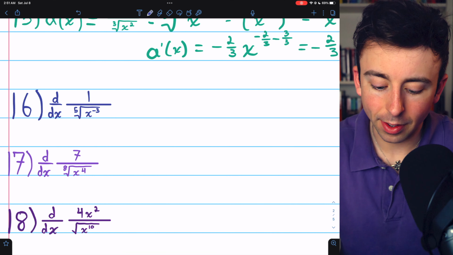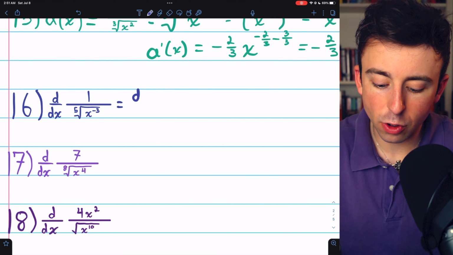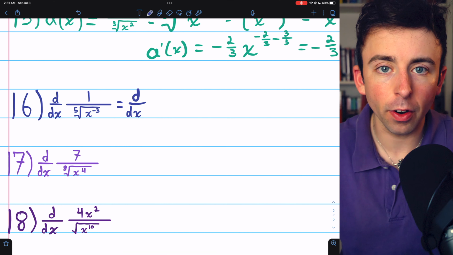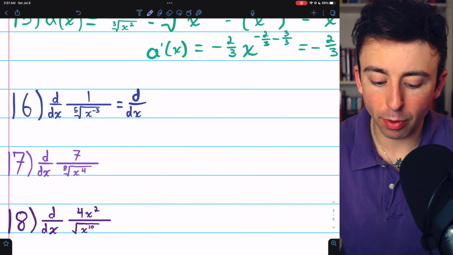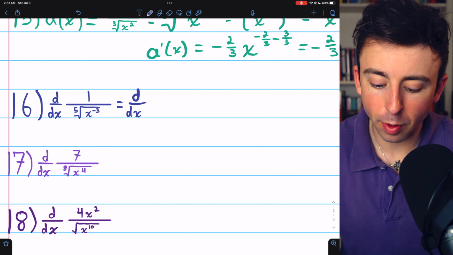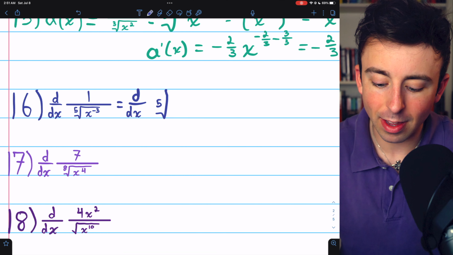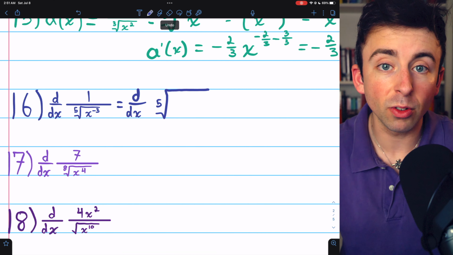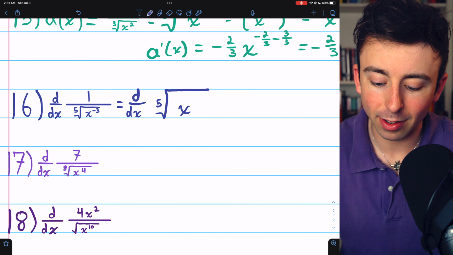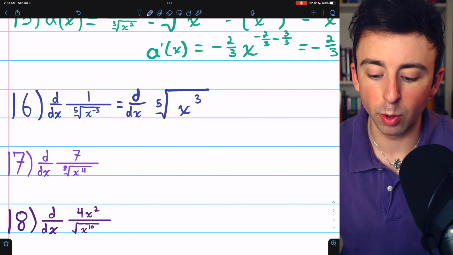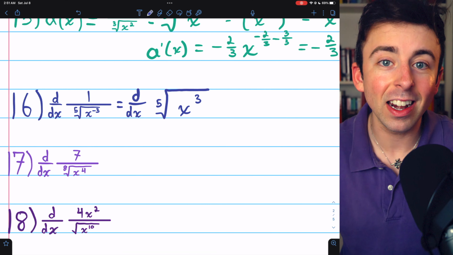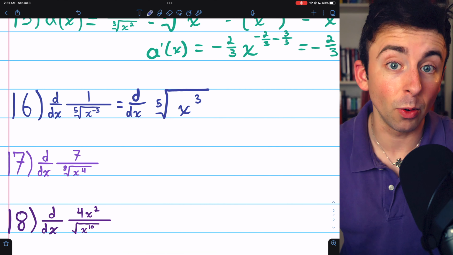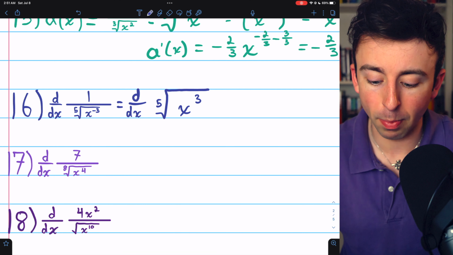Next is 16. This is a pretty similar example, the derivative of 1 over the 5th root of x to the negative 3rd. We begin very much like the previous problem. Let's just get rid of the fraction. So this is the same as the 5th root of, the power was negative 3, but since we've got rid of the fraction, it's now x to the positive 3. We've moved it up to the numerator, so the sign of the exponent flips.